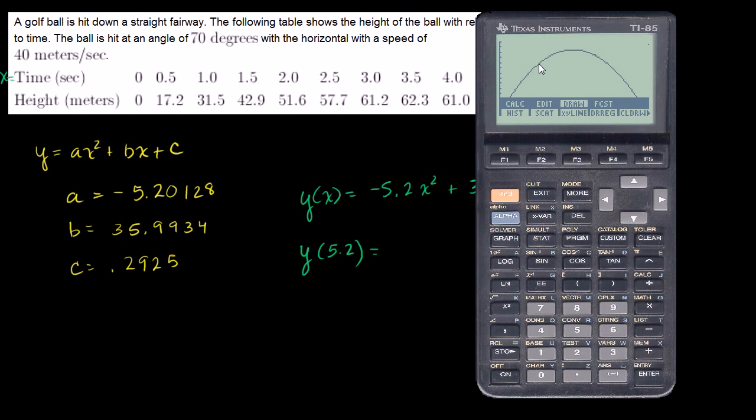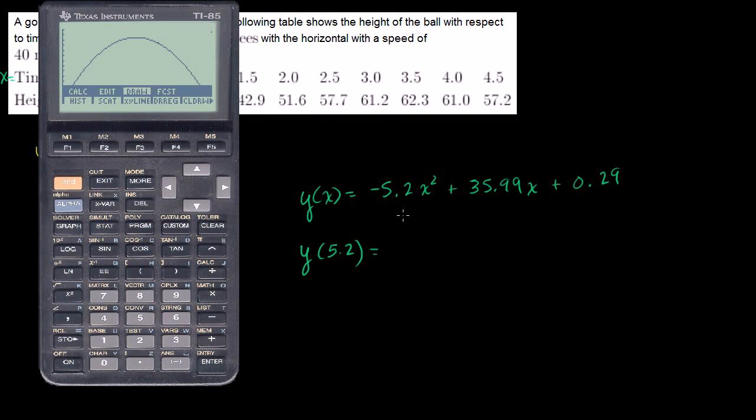So let's use this function that seems to fit the data very well to actually come up with how high the ball was at 5.2 seconds. So let's exit from here, and let's just calculate it. It's -5.2 times 5.2 squared. It's just by coincidence I picked a time that equals that first coefficient, as far as the positive version of it. So 5.2 squared plus 35.99 times 5.2. Remember, when time is equal to 5.2, or where x is equal to 5.2, plus 0.29. So we're just going to evaluate this function at x equal to 5.2.